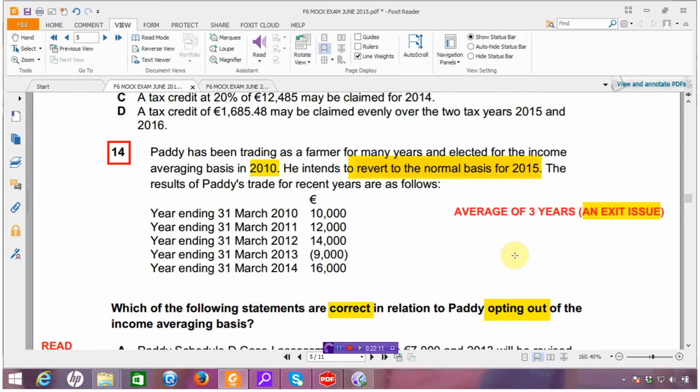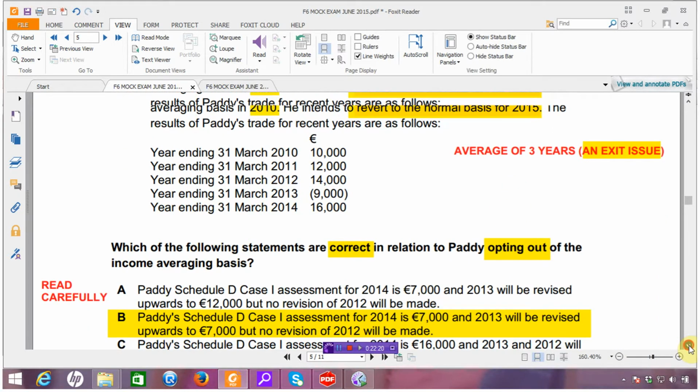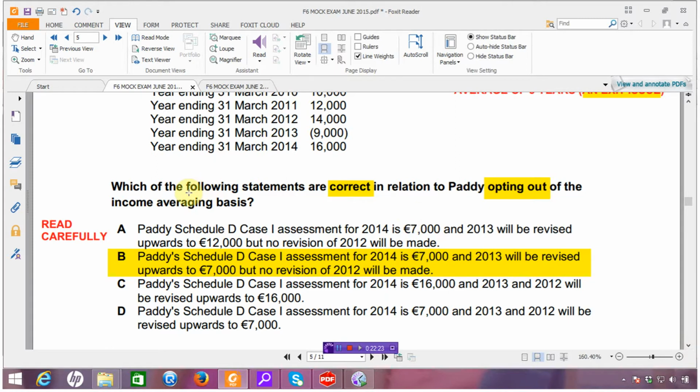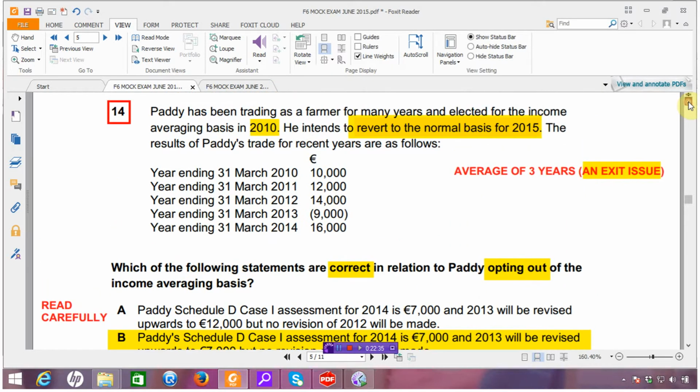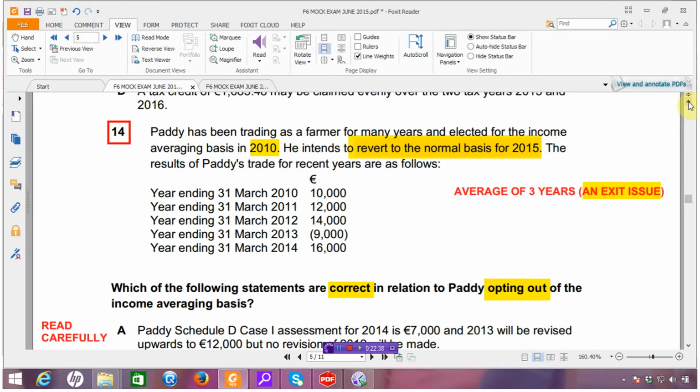And if we remember with averaging that essentially what we're looking to do is basically take 3 years and divide them by 3, and we're going to get the correct figure. This particular question, as I've said, goes further, and it asks us for what the revised assessments are in relation to an individual who's looking to opt out of the averaging basis. And I'll take you through the answer in a moment, but I think what we've got to do is just be careful on the years.